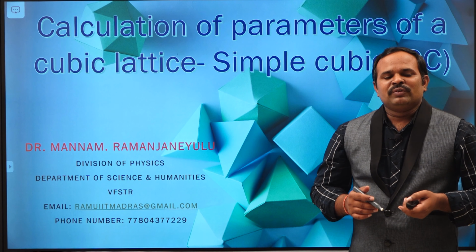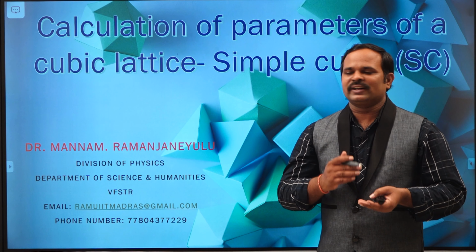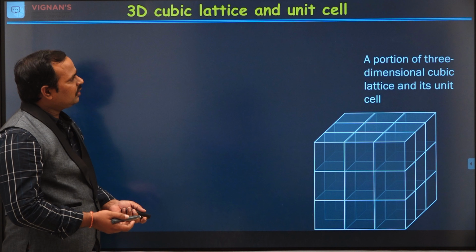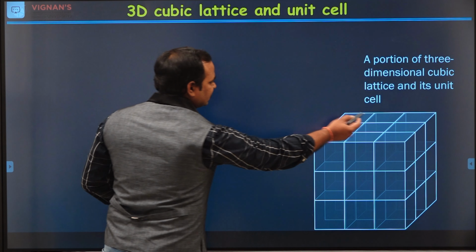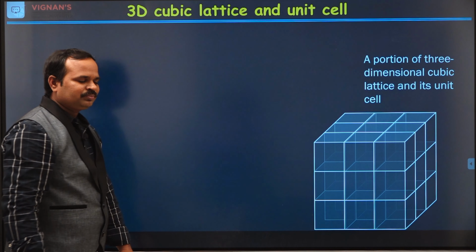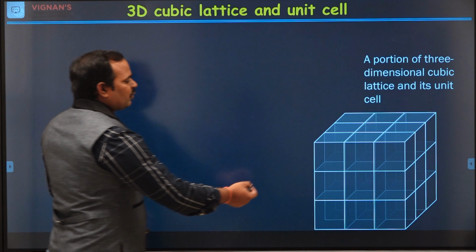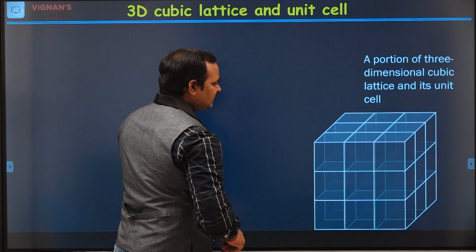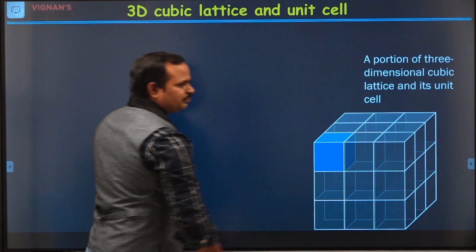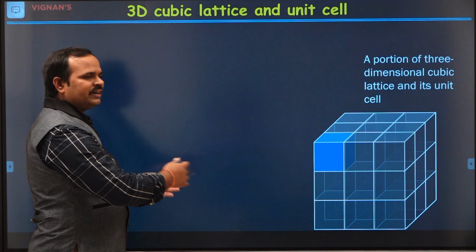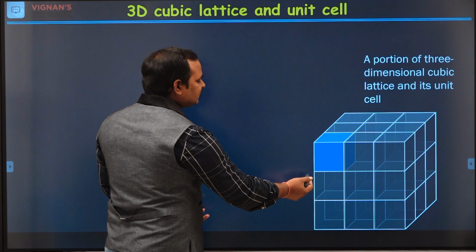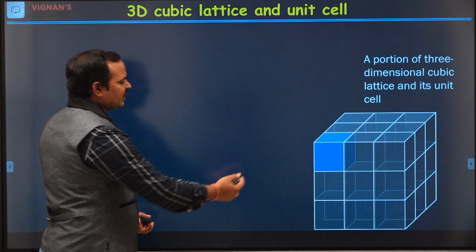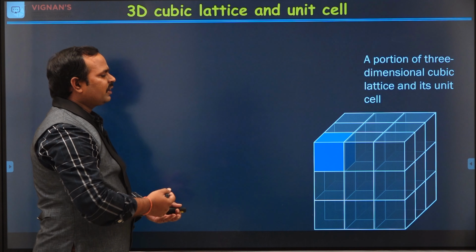In this class, we will find out various parameters for a cubic lattice, that's a Bravais cubic lattice. Let's start. As you all know, this is a 3-dimensional cubic lattice. However, if you wanted to study the properties of any crystal, we don't need to study the entire crystal. Instead, if we study only the unit cell, that can give the properties of the entire crystal. That means the properties of the lattice, the unit cell and the crystal are the same. That's the reason why we say the unit cell is a building block for a crystal.